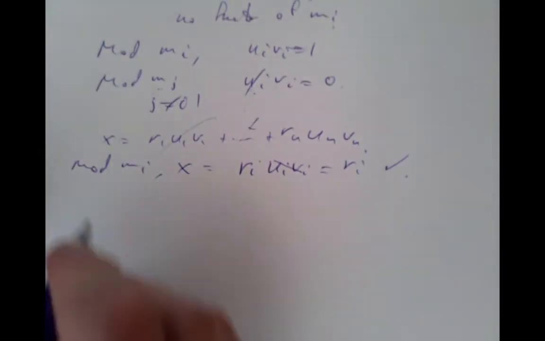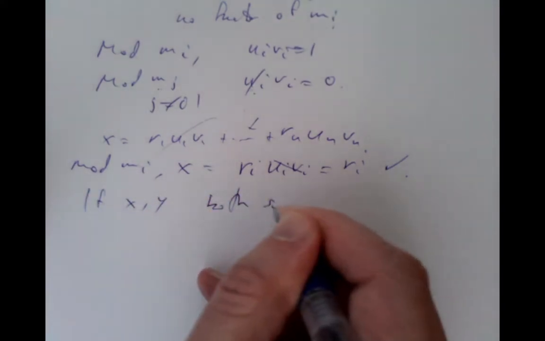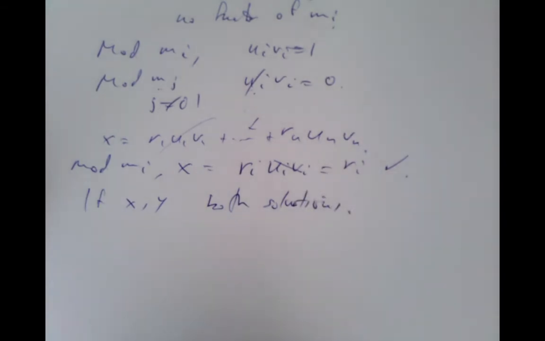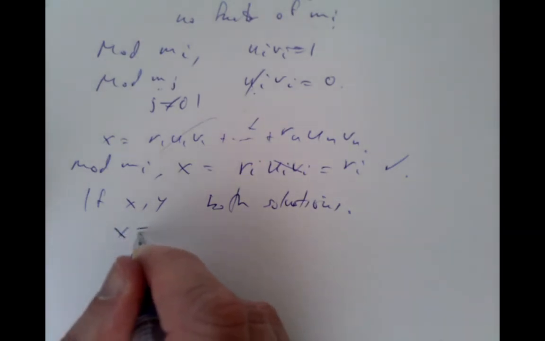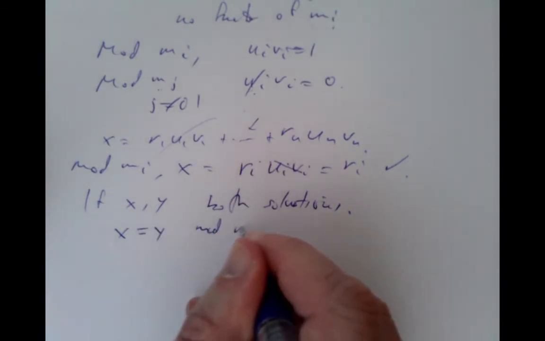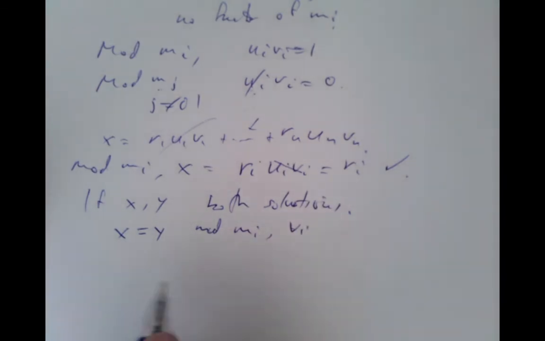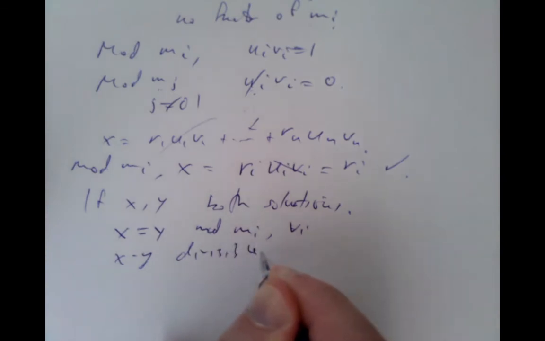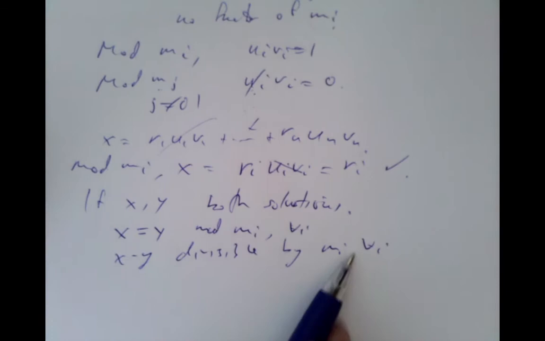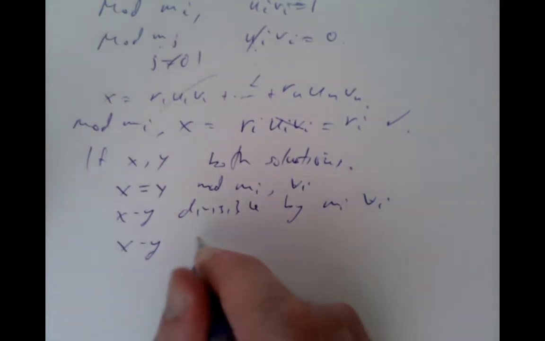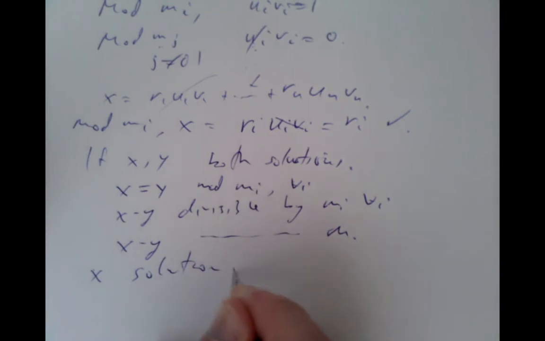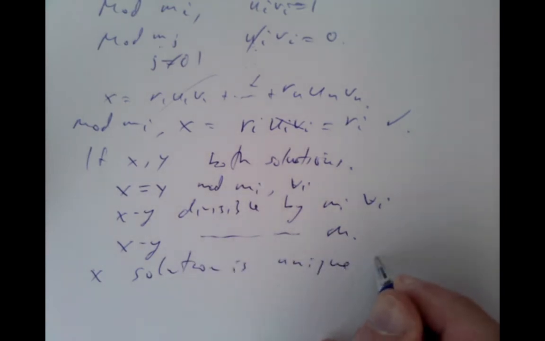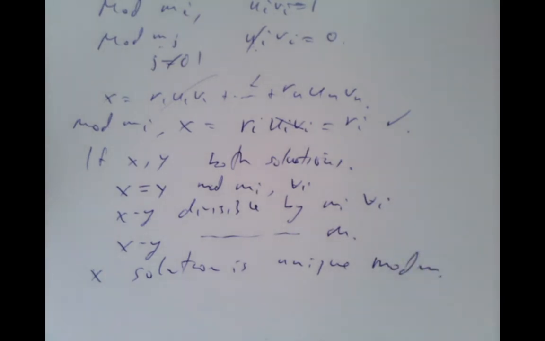And how many solutions are there if x and y are both solutions? Then what can we say about how close they can be to each other, or how many different solutions there are? Then we can say that x is equal to y modulo mi for all i, and so in other words, x minus y is divisible by mi for all i. But those are coprime numbers, and so it's divisible by all these different coprime integers. And so it must be divisible by their product, and so x minus y is divisible by the product m. And so what we can say therefore is that the solution x is unique up to m's, or mod m. So we get a solution, and we get that it's unique up to m's.